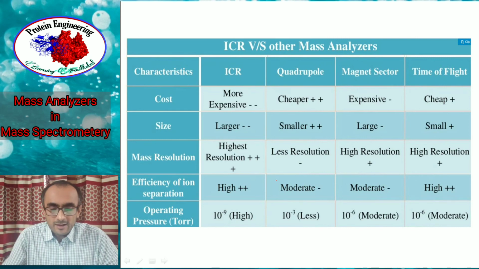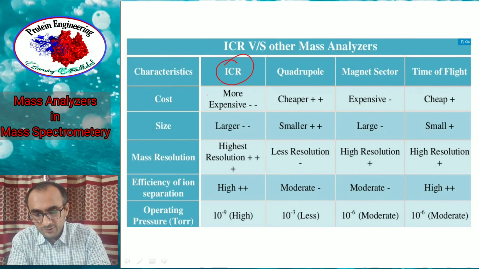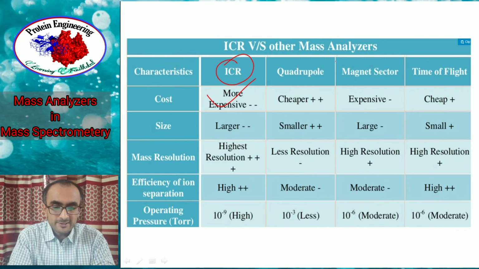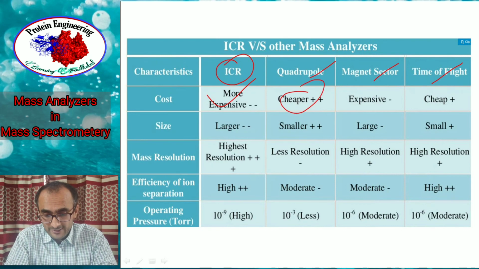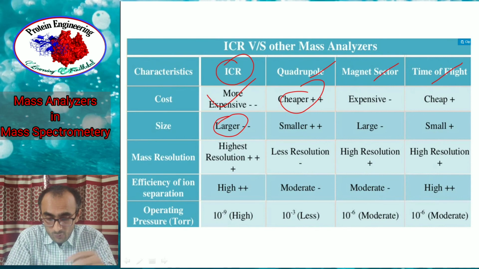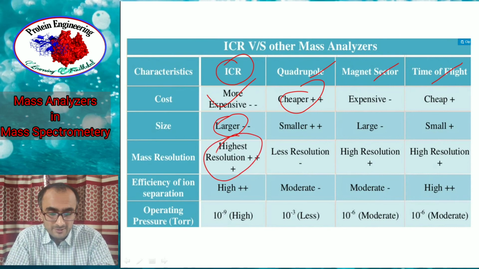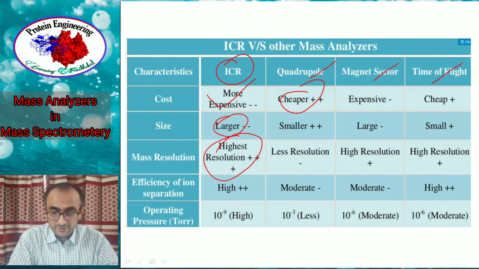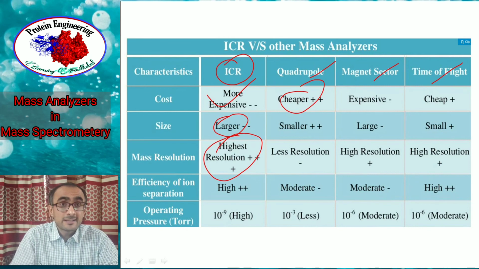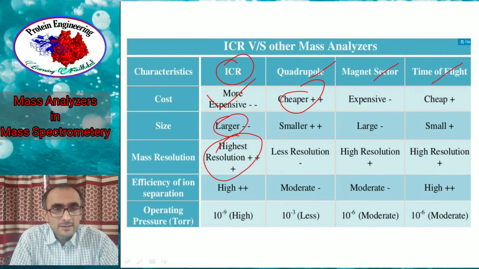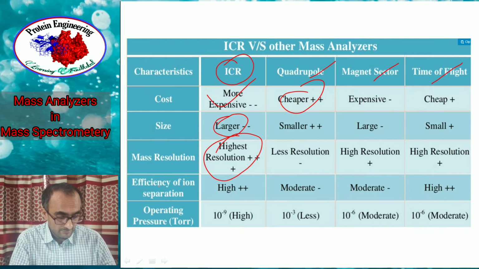If you compare ICR type mass analyzers, they are the most expensive in comparison to quadrupole, magnetic sector and time of flight. Quadrupoles are the cheapest, and size wise also ICR instruments are bigger. They are more expensive, they give the highest resolution in comparison to all other mass analyzers, and the efficiency of ion separation is also maximum in case of ICR type mass analyzers. In fact, a single ion can be separated and analyzed by ICR based mass spectrometers.